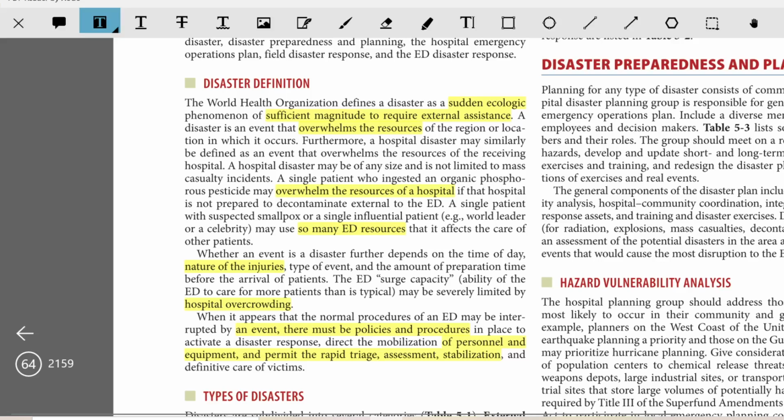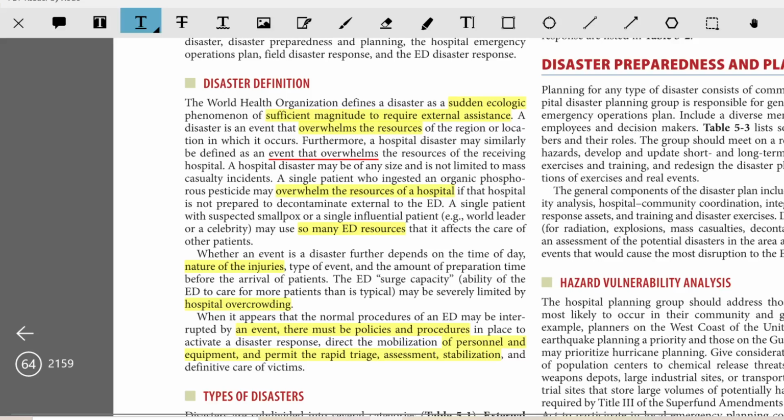The World Health Organization defines disaster as a sudden ecological phenomenon of a certain sufficient magnitude to require external assistance. A disaster is an event that overwhelms the resources of a region or a location where it occurs. And a hospital disaster may similarly be defined as an event that overwhelms the resources of the receiving hospital. A hospital disaster may be of any size and is not limited to mass casualty incidents.